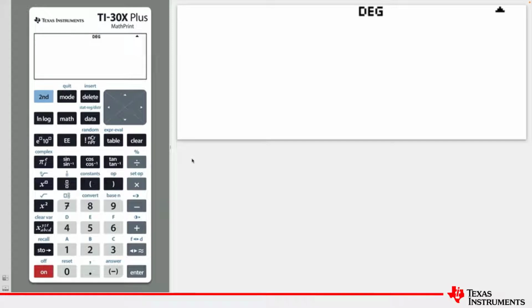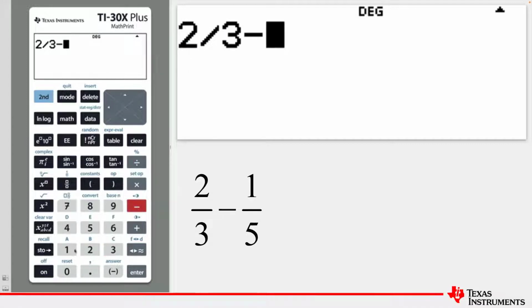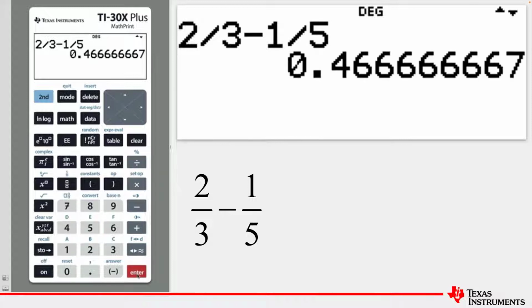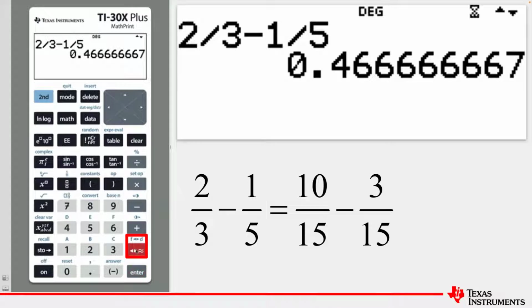To calculate the value of 2/3 minus 1/5 in classic mode, type the following. Note that the result is displayed in decimal format. Press the Answer toggle key to display the answer in fraction format.